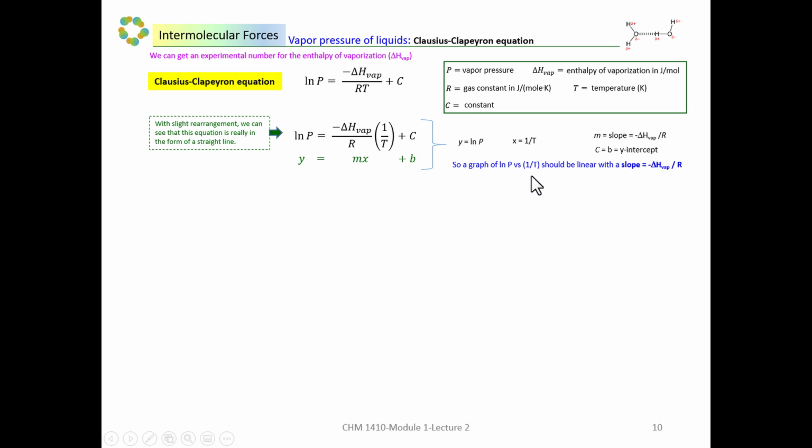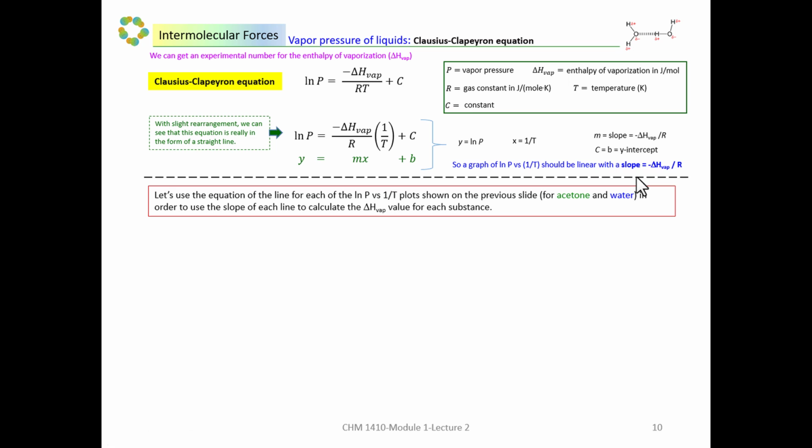So this means that if we make a graph of the natural log of the vapor pressure versus 1 over T, that graph should be linear, and the slope of that line is equal to minus delta H of vaporization over R. So we can get the heat of vaporization from the slope. So let's use the equation of the line for each of the plots for acetone and water that we saw on the previous slide to calculate the delta H of vaporization for each substance.